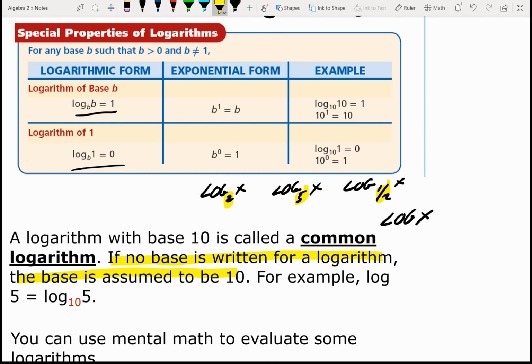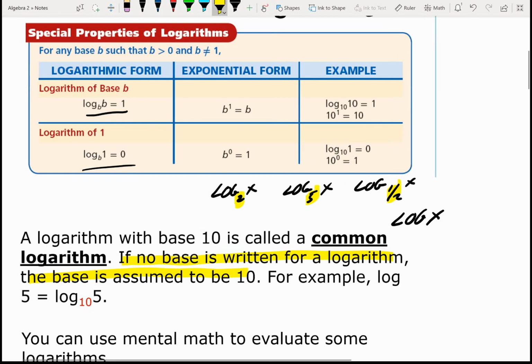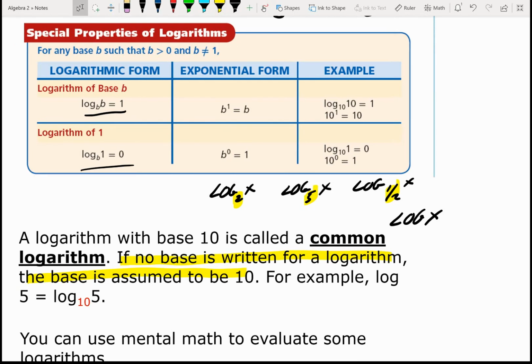For example, log 5 equals log base 10 of 5. It seems strange, log base 10 of 5. Oh, I see what they're doing. We had to bring that over. So log base 10 of 5 equals. So that's what they were saying. I was going to say that didn't make sense to me. Okay, so again, if no base is written, we assume that to be base 10.